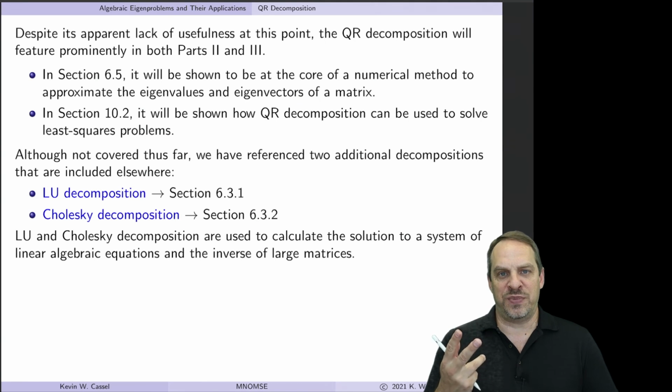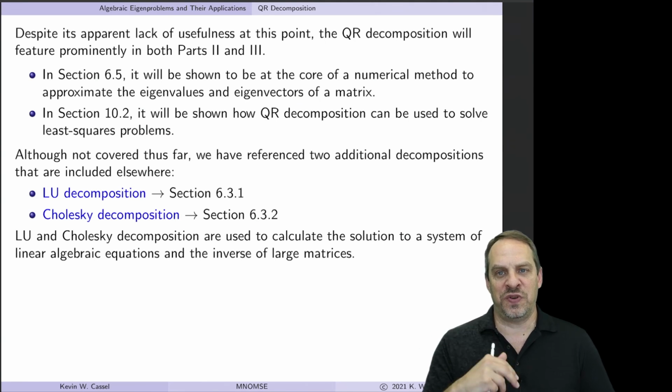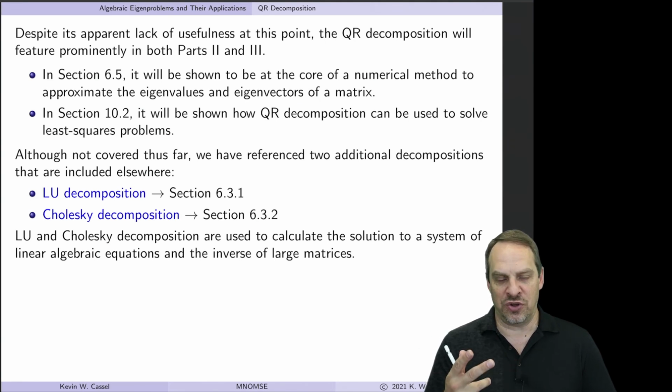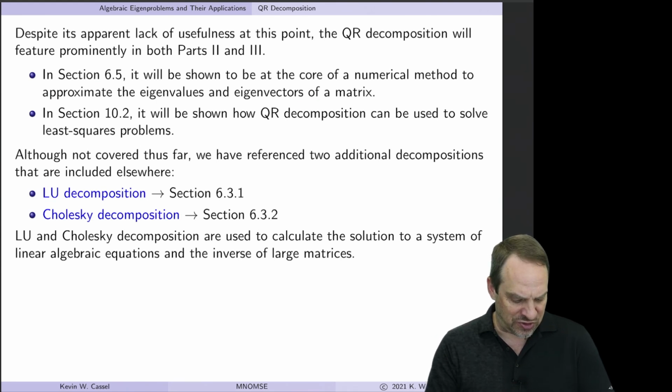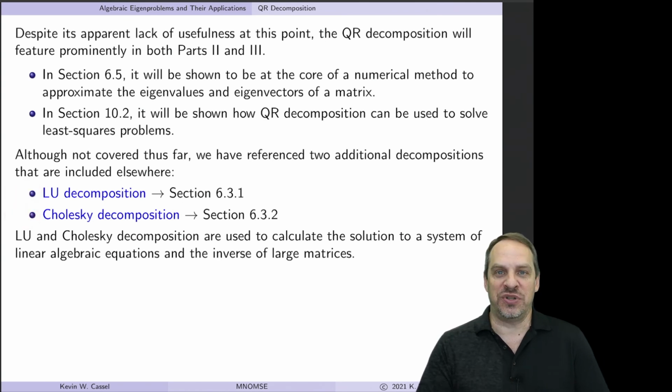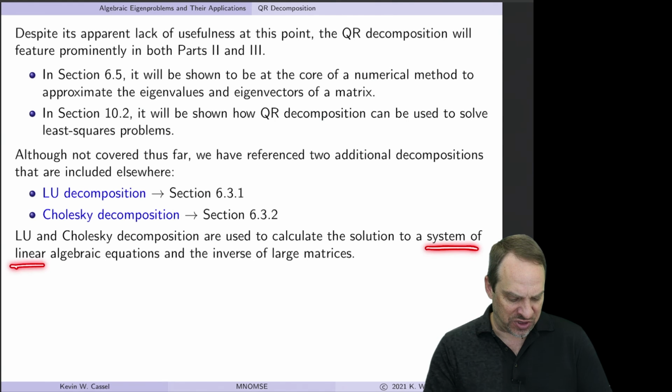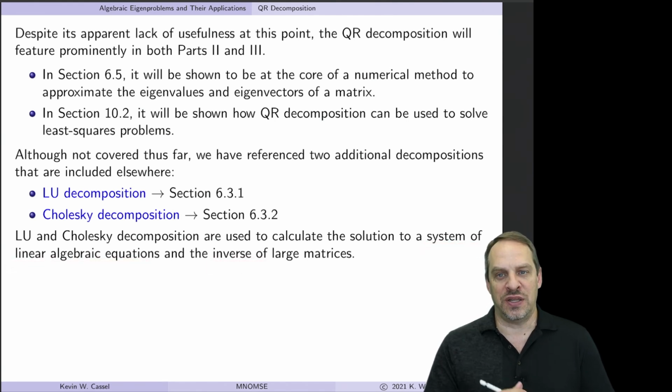There are 2 more decompositions that we need to discuss. They don't really fit in this chapter because they don't have anything to do with eigenvalues and eigenvectors. However, we will discuss them in chapter 6. One is the LU decomposition that I just referenced a moment ago, and the other is Cholesky decomposition, which we'll look at in chapter 6 as well. So these are used to solve systems of linear algebraic equations very efficiently, to find inverses of large matrices, and they end up being quite useful in practice for very large systems of equations.